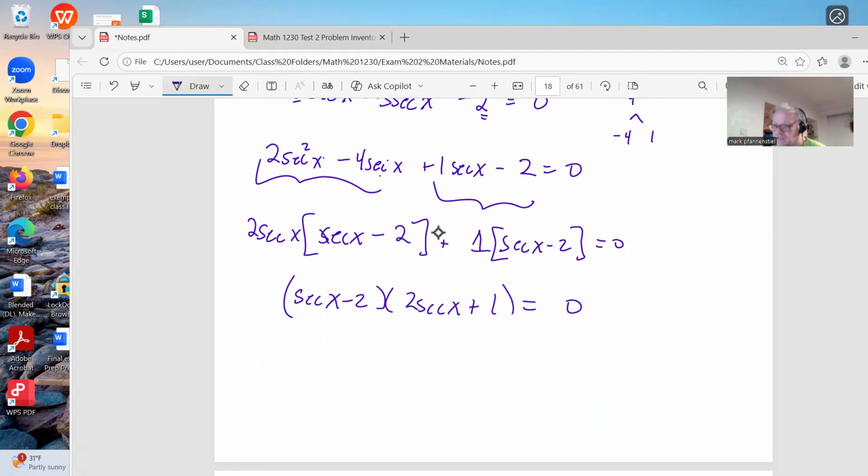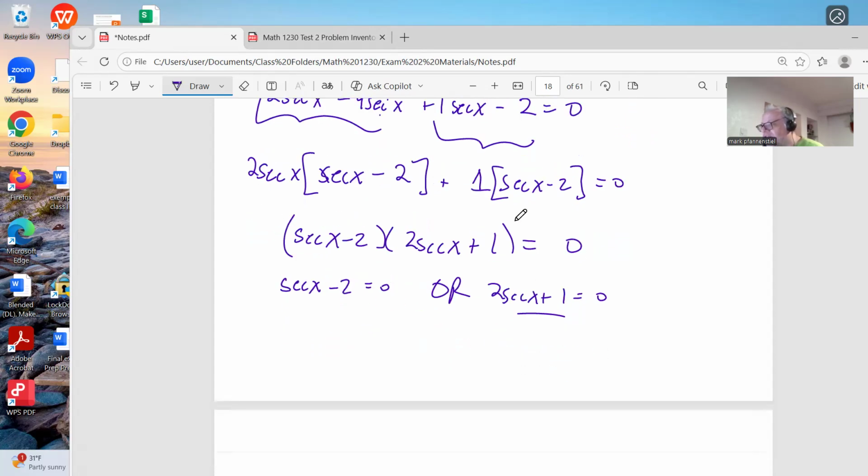So at that point, we can use the zero factor principle. We have secant x minus 2 is equal to 0, or 2 secant x plus 1 is equal to 0. Let's go ahead and solve this. So that's going to be 2 secant x is equal to negative 1. Secant x is equal to negative 1 half.